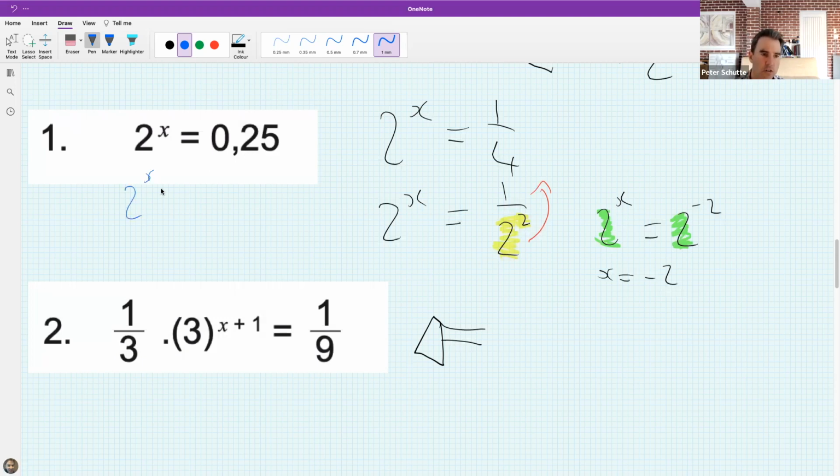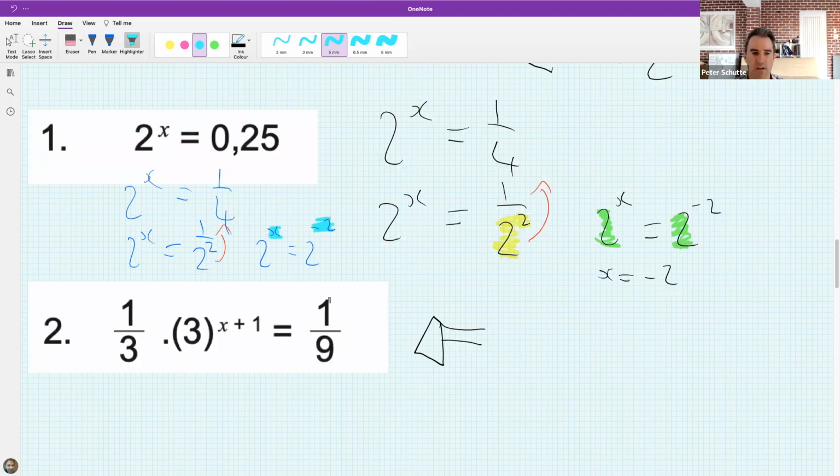So we start by writing this as 1/4. Then we still want to get a 2 at the top there. So we write 1/2 squared. We're getting warmer, but we're not there yet, because I still need to bring the 2 up to the top. And if I do that, I get 2 to the x equals 2 to the minus 2. And now we can see what the answer is. Okay, so I hope that helped a little bit.